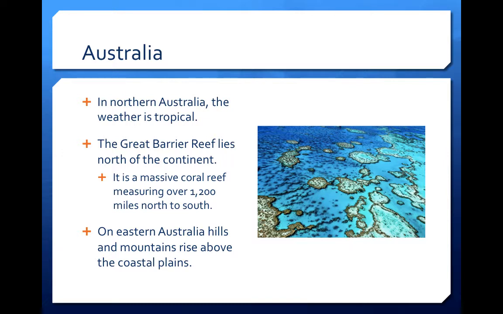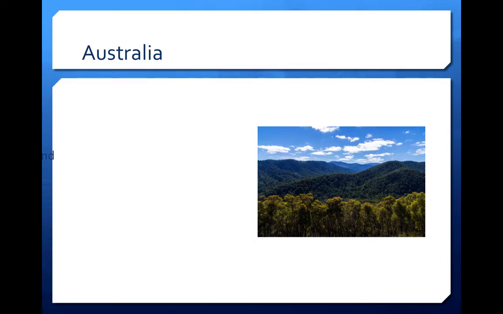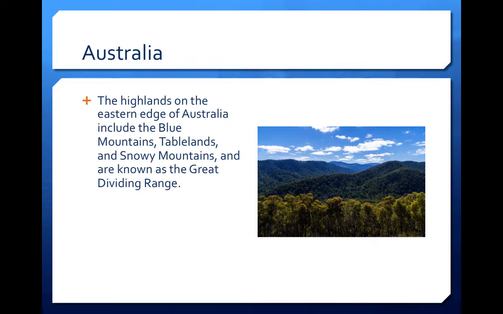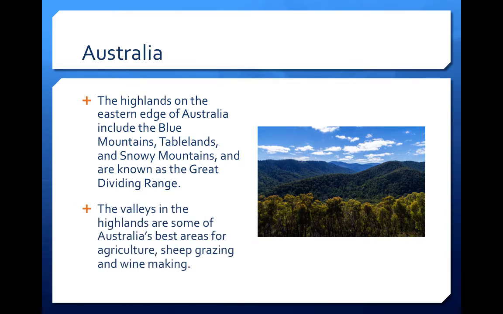On eastern Australia, hills and mountains rise above the coastal plains. The Highlands on the eastern edge of Australia include the Blue Mountains, tablelands, and snowy mountains, and are known as the Great Dividing Range. The valleys in the Highlands are some of Australia's best areas for agriculture, sheep grazing, and winemaking.